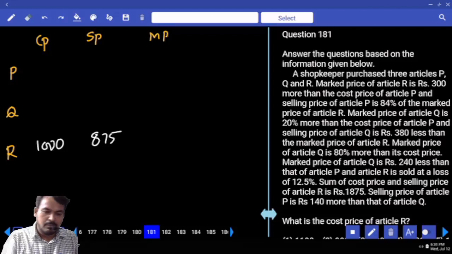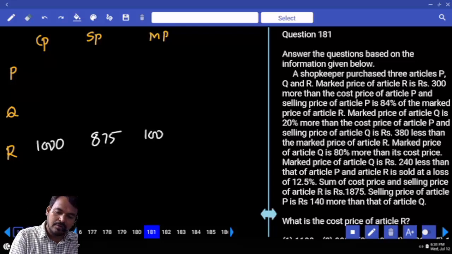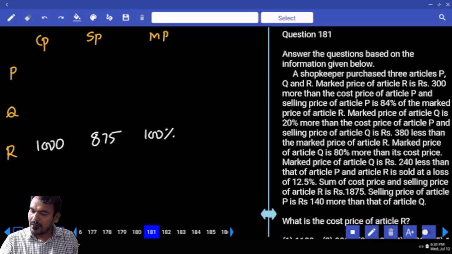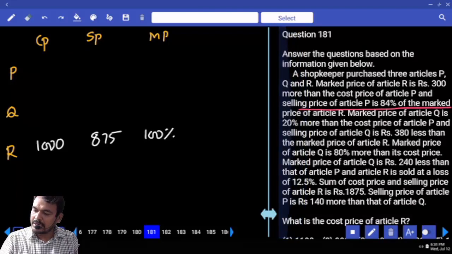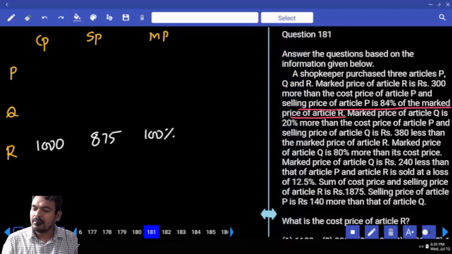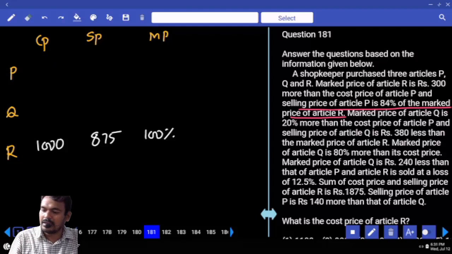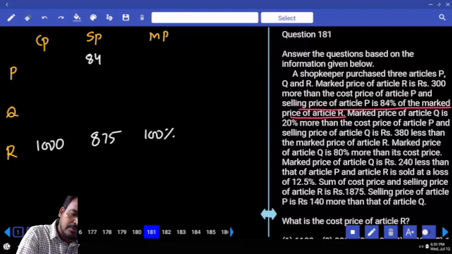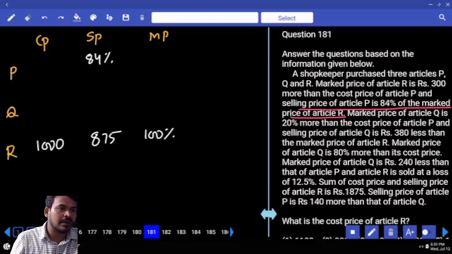Suppose market price of article R we consider 100%. Market price of article R is 100%. And here, selling price of article P is 84% of which one? Market price of article R. Means selling price of article P is how much? 84% of market price of article R.